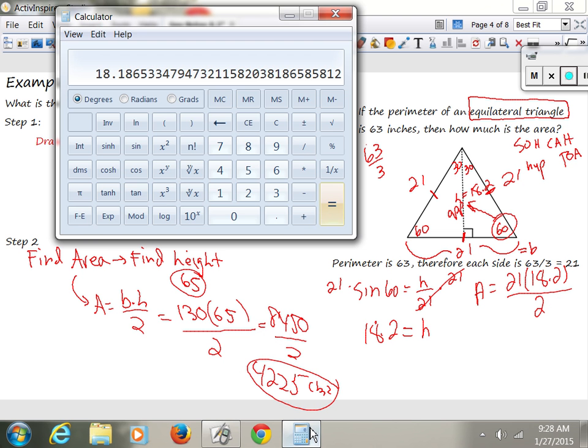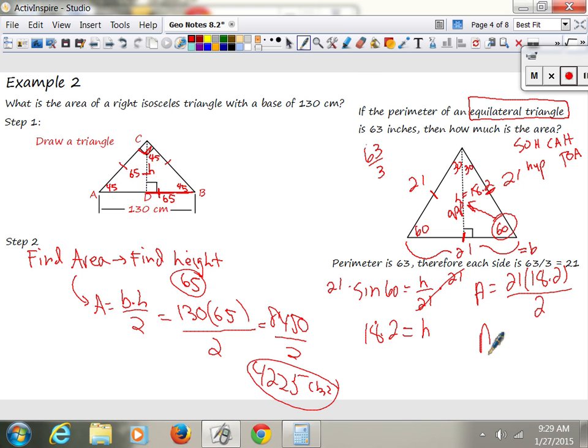So 21 times the 18.2, 382.2, divided by 2, 191.1. So your area, 191.1. That would just be in square inches. So there's page 1. Those are the parallelograms and triangles.